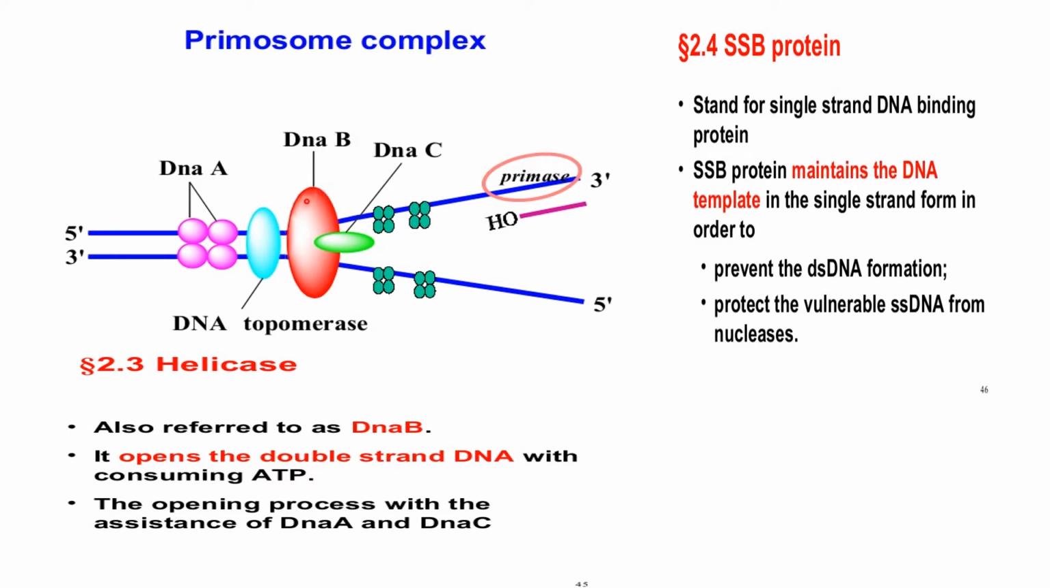Next, DNA B, which is also known as helicase, is going to open up the double strand into a single strand structure. It functions with the help of DNA C and with the consumption of ATP. The opening process with the assistance of DNA A and C will form two single-stranded structures. Single-stranded binding protein is shown over here.